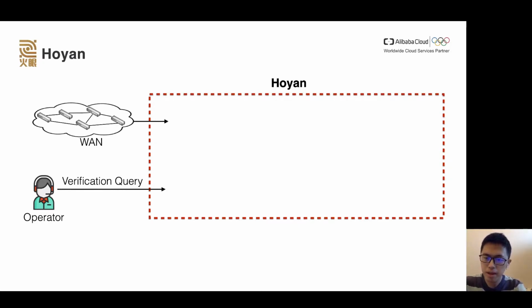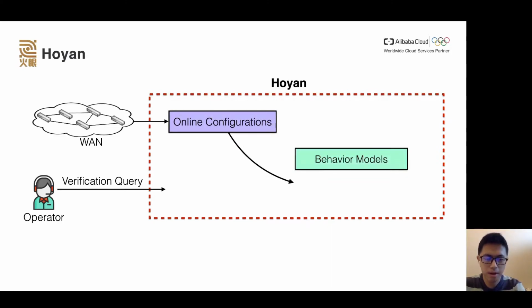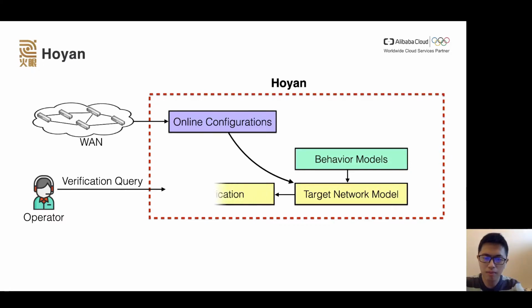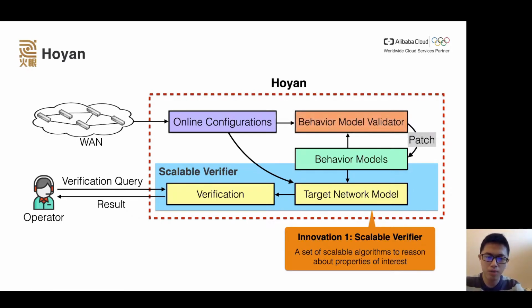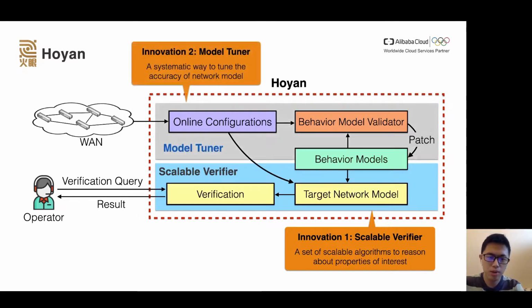To use the 火眼 system, the operator sends a verification query to the system. Then, 火眼 generates a network behavior model. With this network model, 火眼 reasons about whether the network model meets the input property. The blue part is called the configuration verifier, which focuses on reasoning about the configuration correctness in a scalable way. This is our first innovation, designed to address the first challenge. In order to ensure the correctness of the network behavior model, we also equip Huoyan with a behavior model evaluator to tune the network model in a periodic way. The gray part is called the model tuner, which is responsible for ensuring the accuracy of the generated behavior model. It addresses our second challenge.